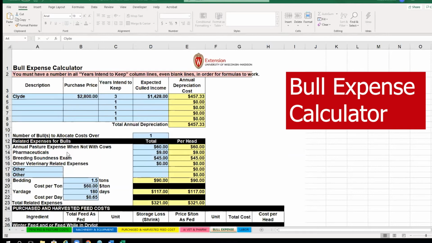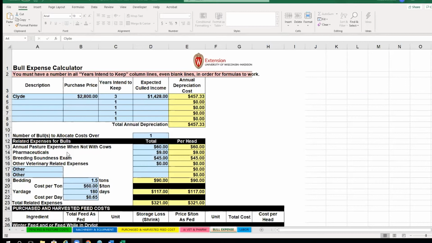Our next tab is the bull expense calculator. This tab is used to calculate costs for using natural service bulls to breed your heifer herd. At the top, we have bulls that you have on the farm. You may have one, you may have multiple.